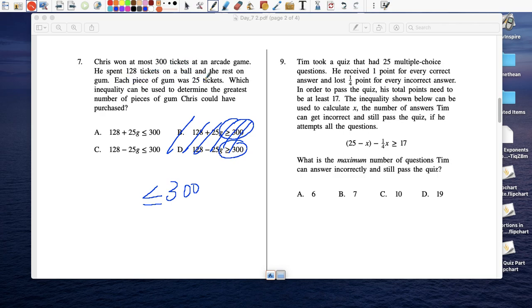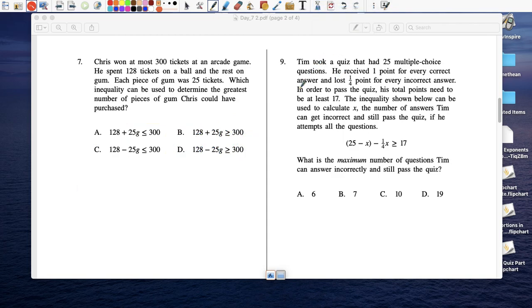Each gum was 25 tickets. Which inequality can be used to determine the greatest number of pieces of gum Chris would have purchased? So, we know for sure he spent 128 tickets plus 25 tickets per gum. Right? And then, here we go. That's the correct answer, right? 128 is exactly what I have here. 128 tickets, and then each gum was 25 tickets. All that has to be less or equal to 300.